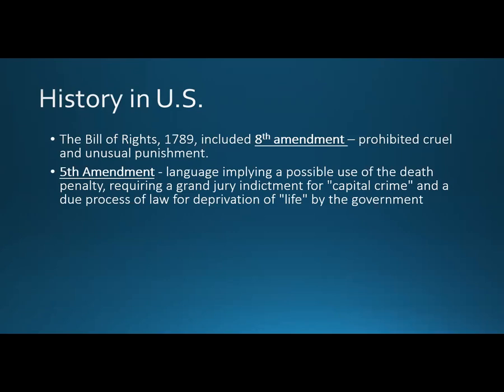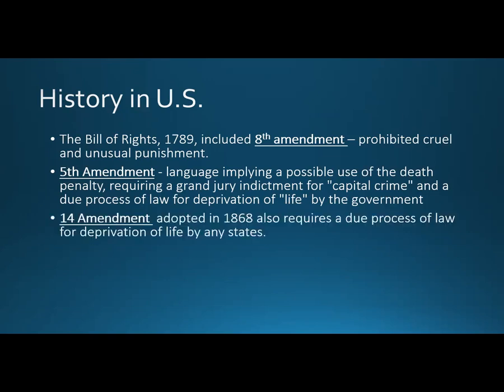The grand jury, you give your evidence to somebody. They say, well, there's enough evidence to go forward to trial. Then you have your due process trial for a capital crime. So you have to be given due process before you can be deprived of your life. Again, that's the federal government. For the states, the 14th Amendment requires due process.